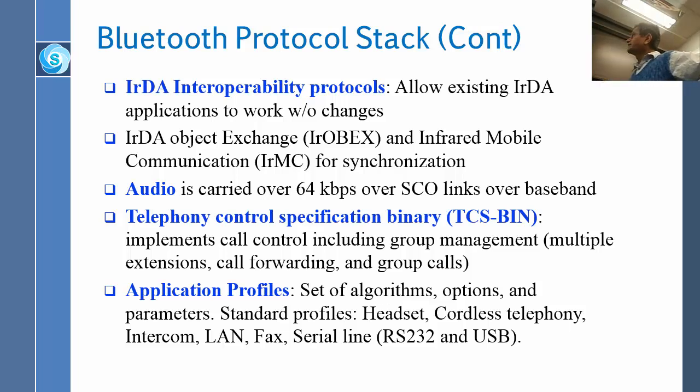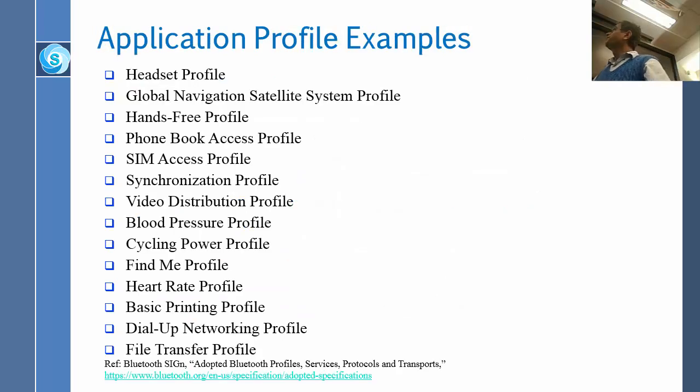So there is a profile for headset, cordless telephony, intercom, LAN, fax, serial line, both RS-232 serial line and USB, universal serial bus. And there is much more. The profiles keep going up and up because nowadays we have many more applications. And then here is a bigger list actually. Headset profile, GPS profile, hands-free profile, phone book profile, SIM profile, synchronization, video distribution, blood pressure, and on and on and on.